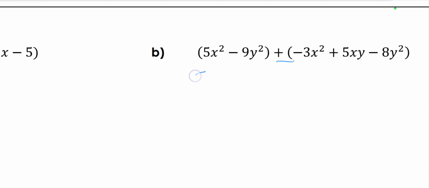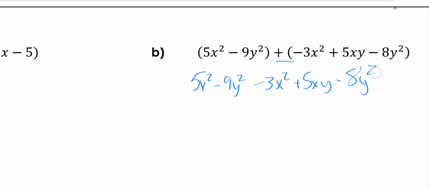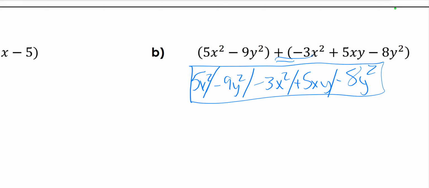So I would just write 5x squared minus 9y squared minus 3x squared plus 5xy minus 8y squared. Notice that when I said plus a negative 3x, I just kept it as minus 3x. So everywhere that there's a plus or a minus, we chop it up. And we draw our little box and we say, are there any other x squareds? Yes, there are. They're right here.